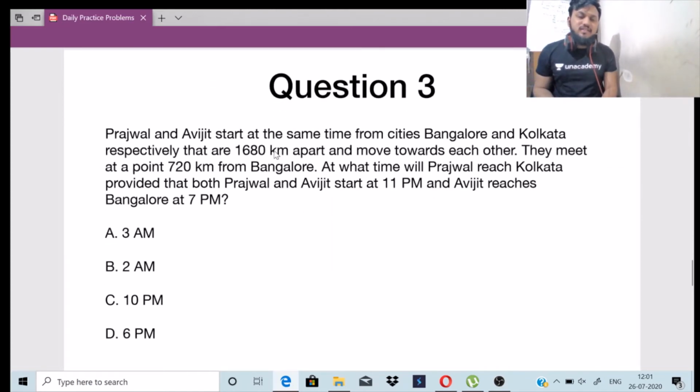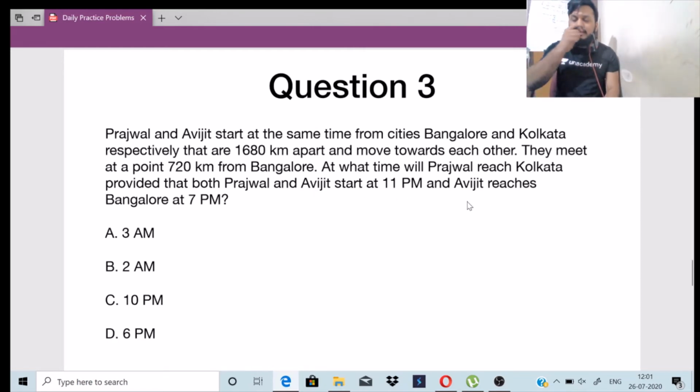Prajwal and Avijit start at the same time from cities Bangalore and Kolkata respectively that are 1680 kilometers apart and move towards each other. They meet at a point 720 km from Bangalore. At what time will Prajwal reach Kolkata, provided that both Prajwal and Avijit start at 11 p.m. and Avijit reaches Bangalore at 7 p.m.